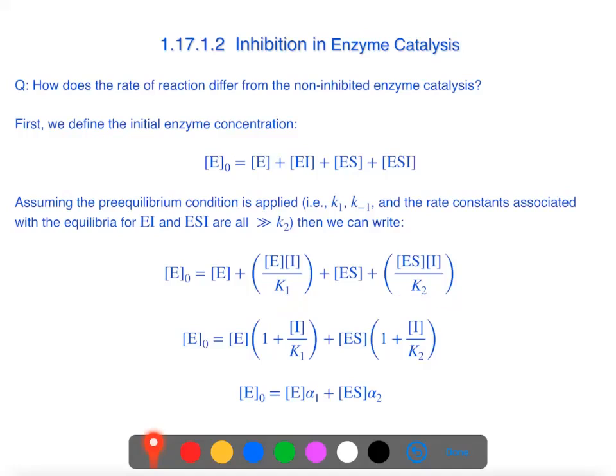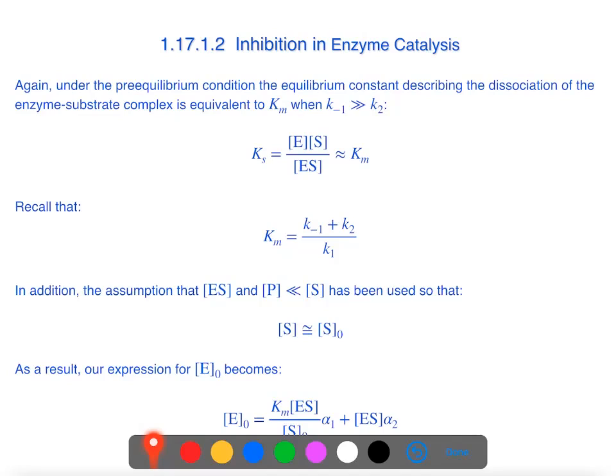Now what we do is we can factor out of the first two terms the concentration of E, and that's shown here. And in the second two terms, or third and fourth terms, we can factor out the concentration of the enzyme substrate complex. And that leaves us with the following expressions. And in the last step, we're going to define these bracketed terms as alpha 1 and alpha 2.